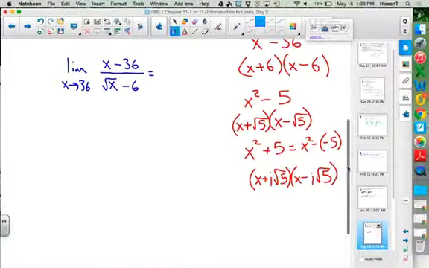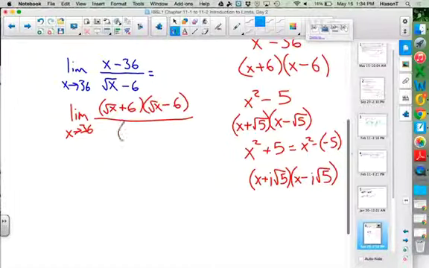But let's use this principle here to help us evaluate this limit. Because if we plugged in 36, we would get 0 over 0, which is known as an indeterminate form. However, how could I rewrite my numerator? The square root of x plus 6 and the square root of x minus 6.